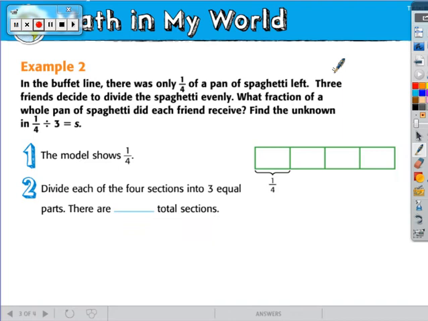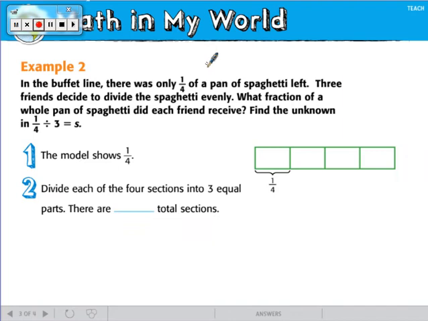Our next example. It says in the buffet line, there was only 1/4 of a pan of spaghetti left. So over here we have our model. Look at, the model represents the entire pan of spaghetti. So it represents 1. They've already separated it into 4s. This is what's left. That's how much spaghetti is left. Okay?